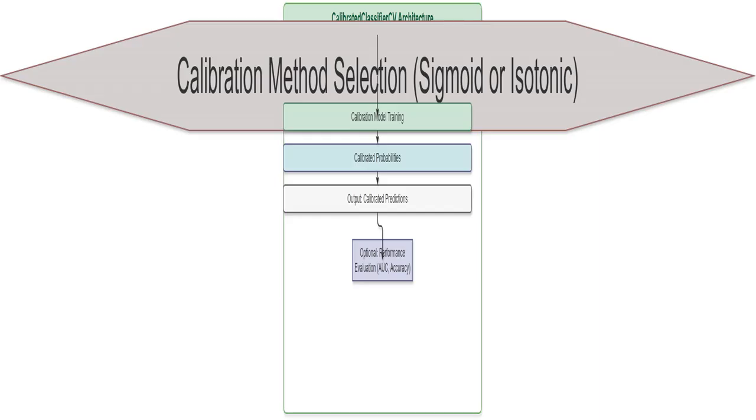I choose a calibration method. Sklearn's CalibratedClassifierCV offers two main options. Sigmoid, which uses Platt scaling, a logistic regression model to adjust probabilities, and isotonic, which employs isotonic regression, a non-parametric method. I select the one that's likely to best fit my data.